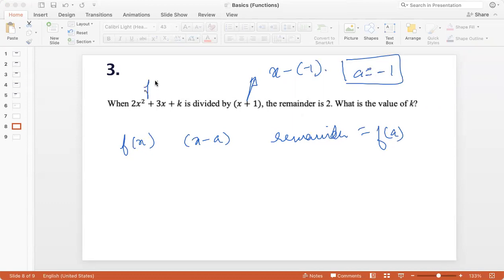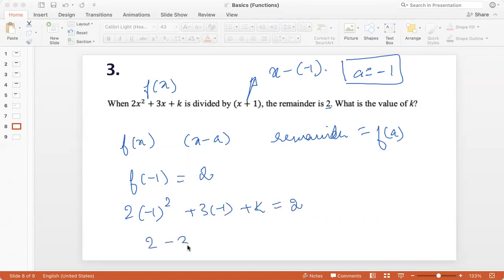So if this function is f(x), then f(-1) would be 2 because the remainder is 2. So 2 times (-1) squared plus 3 times (-1) plus k is 2. So 2 minus 3 plus k is 2. 2 and 2 cancel. So k is 3.